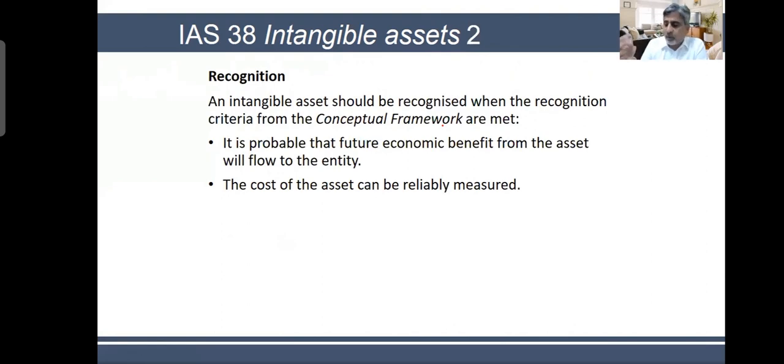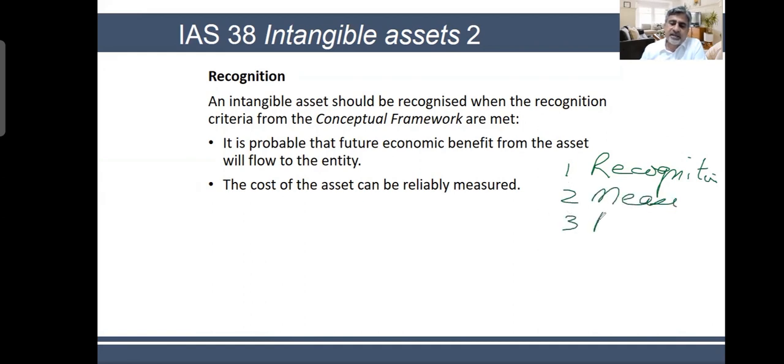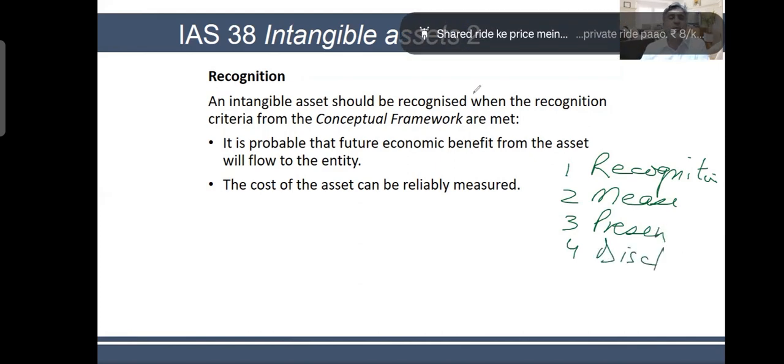The first question, like I always say, is that you talk about 4 steps. First is recognition of this element, recognition. Second is measurement. Third is presentation. And fourth is disclosure. So these are the 4 items. The first one is recognition. When do you recognize?